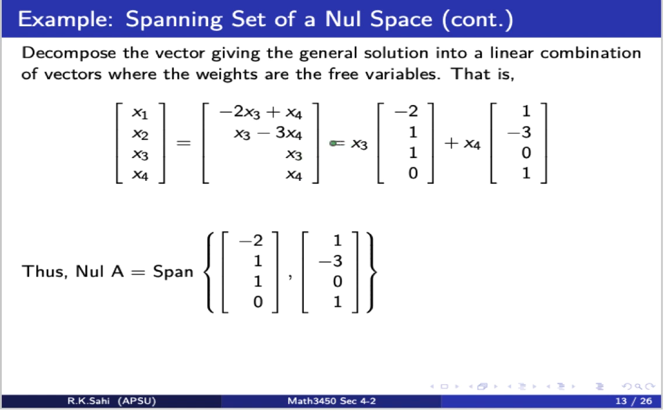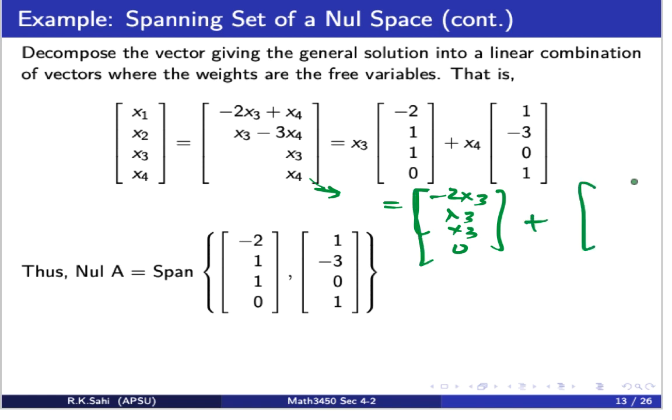Now what are we going to do? We're going to do our normal vector addition and scalar multiplication. First of all, we will gather the x3's together. And if you remember, this one is minus 2x3, x3, x3, 0. Plus it's x4 times minus 3x4, 0, x4. And from here, we take the x3 out, we go here, and we take the x4 out from the last vector, we get here.